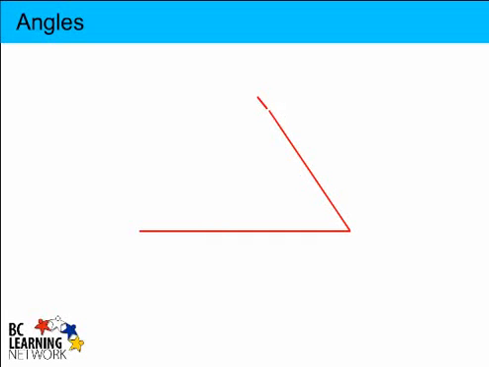Then remove your protractor and, using that mark as a guide, draw your line down to the end point of the other line you drew. And this is your 55-degree angle. You can measure it with your protractor just to be sure.